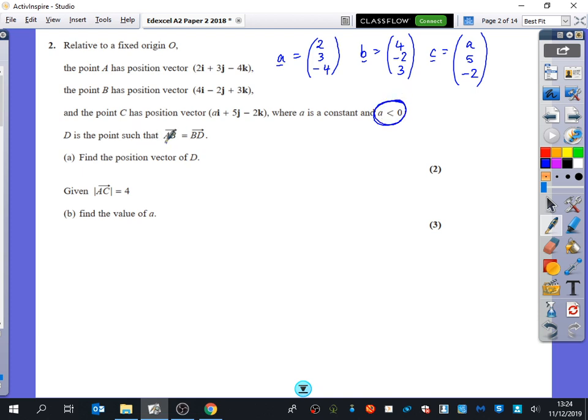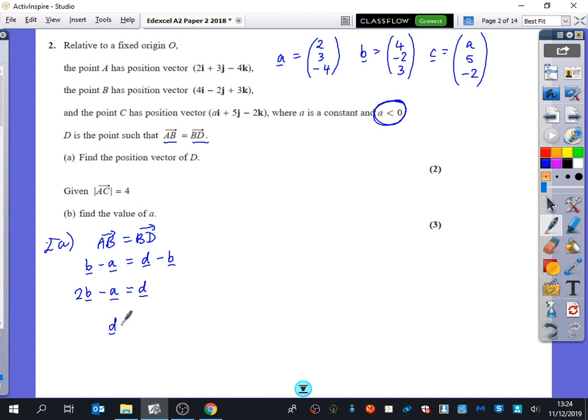D is the point such that AB is equal to BD. Find the position vector of D. Well, they've told me that AB is equal to BD. And we know that AB is B minus A. And BD is D minus B. I know this, I know this, I know this. I want to find this. If I rearrange it to find out what D is equal to, I can add that B onto the other side and I get 2B minus A is equal to D.